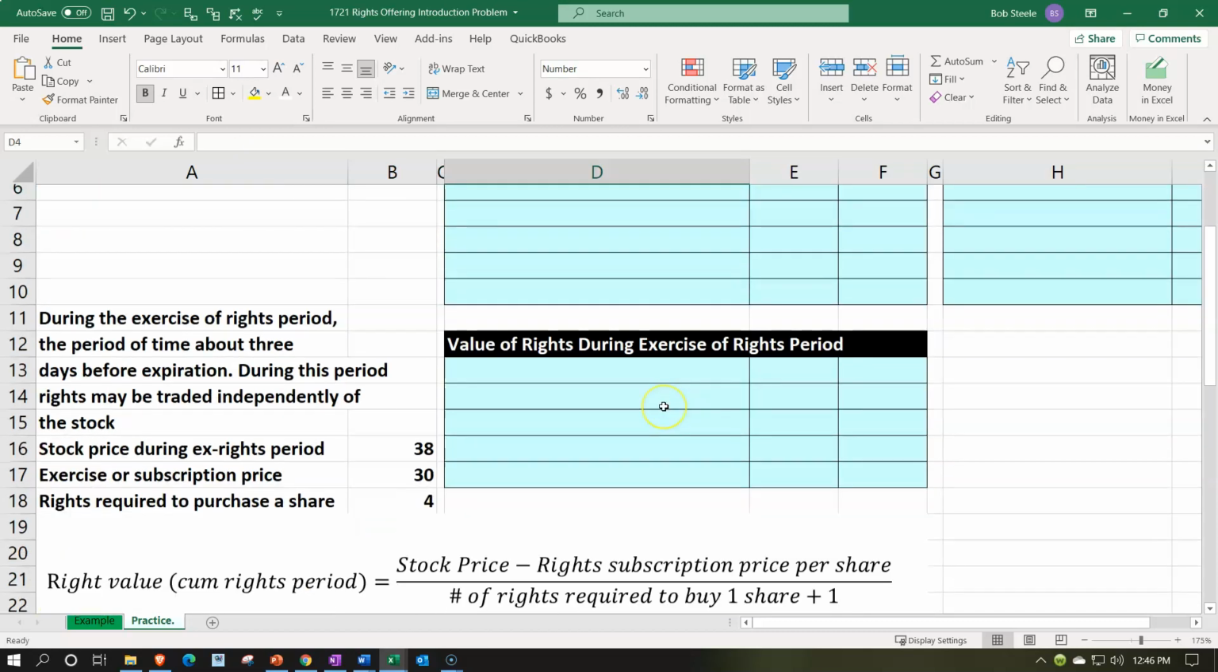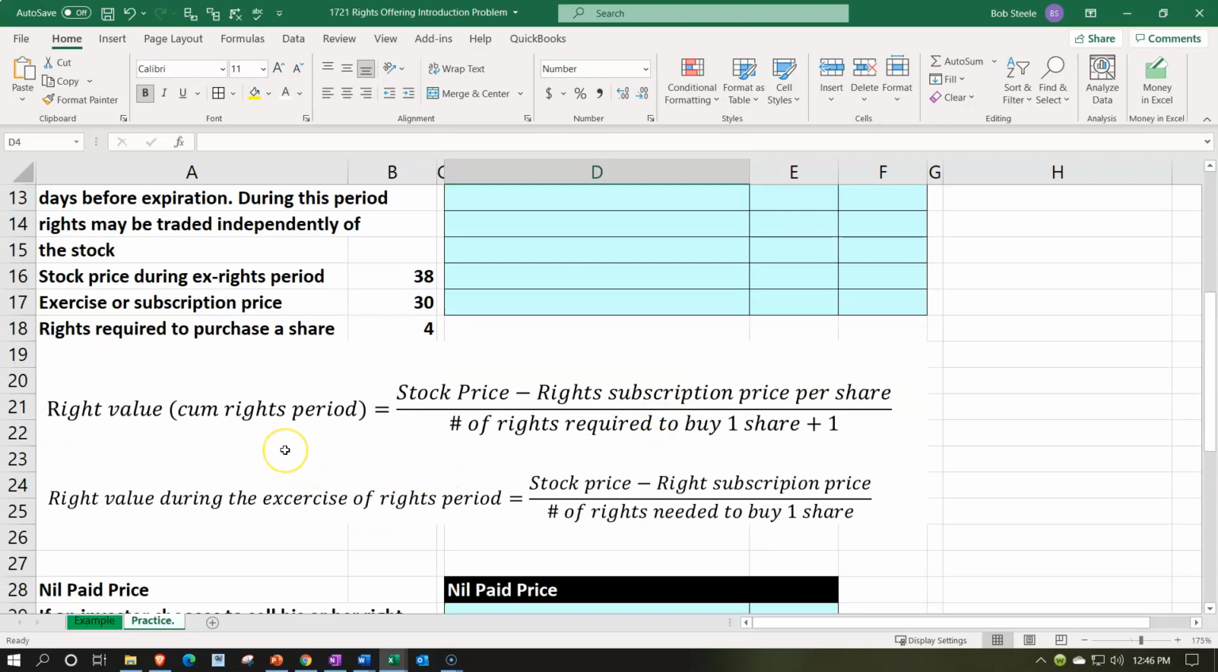So the first calculation will look like this. This is going to be the rights value during the cum-rights period, and that's going to be equal to the stock price minus the rights subscription price per share, divided by the number of rights required to buy 1 share, plus 1. That plus 1 is a little confusing component that could change at a later point when we're looking at the rights value during the exercise of the rights period.